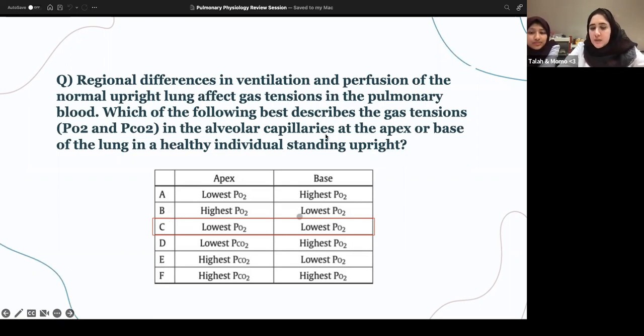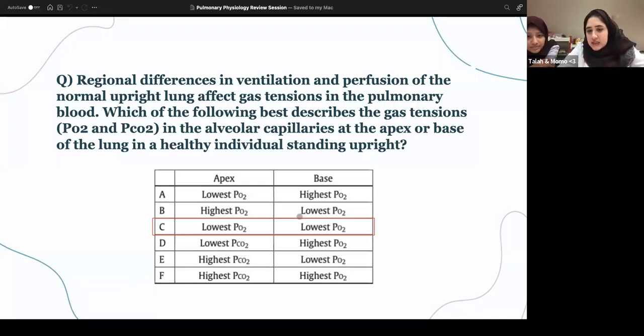But because we're checking the capillary, we're going to choose C, because again, in the apex, it's part of the alveolar dead space. So the perfusion is very low. Even if it has a lot of oxygen inside the alveoli, the capillaries technically get zero oxygen, or not zero, but very low amounts of oxygen. That's why it's going to have the lowest PO2 compared to any part of the lung. And the base, as we said, because of the physiological shunts and the poor ventilation there in contrast to the high perfusion, is going to have lower PO2 compared to any other part of the lungs. Tamam? Do you understand the reasoning behind it?